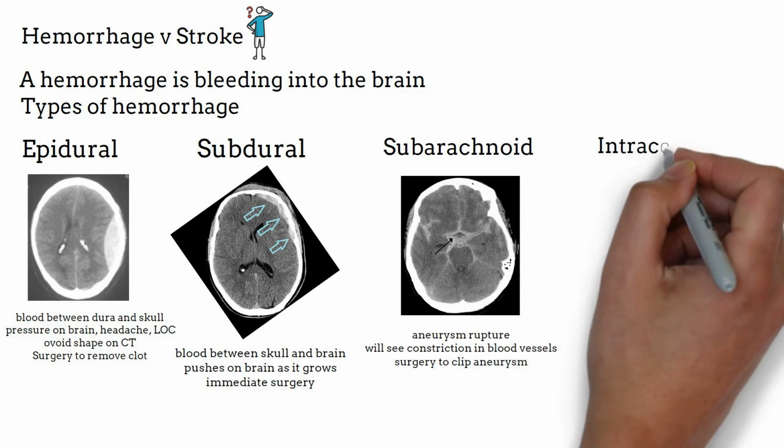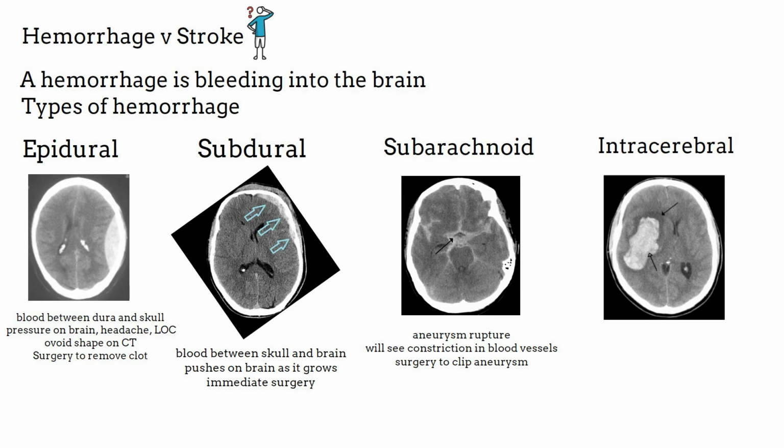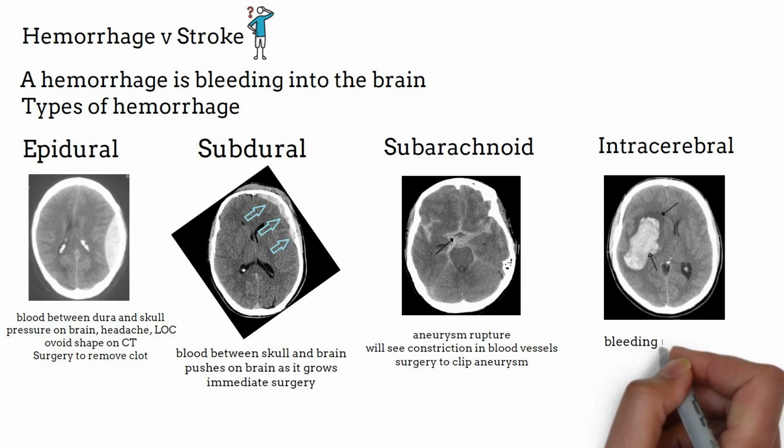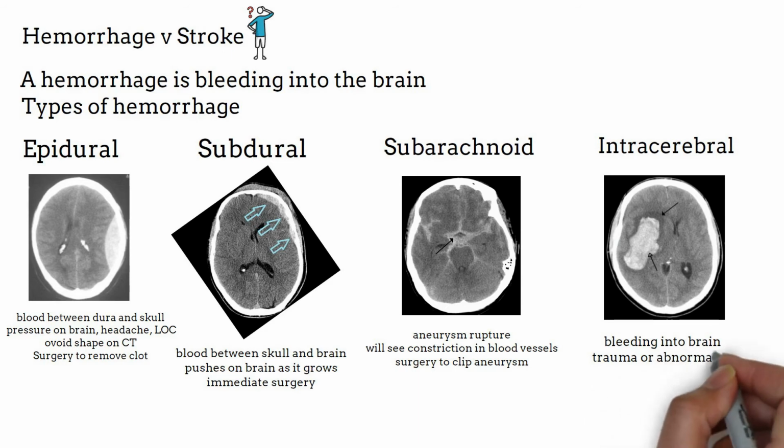Bleeding can occur in the brain itself. This is called an intracerebral hemorrhage. This can be due to a vascular abnormality or to trauma. The treatment for this again depends on where and how big the clot is.